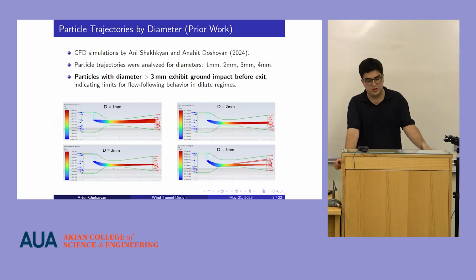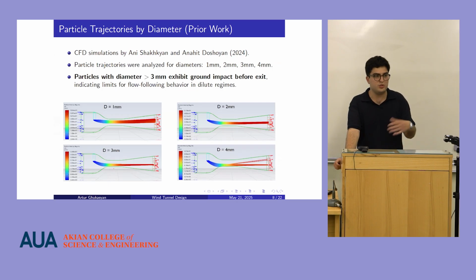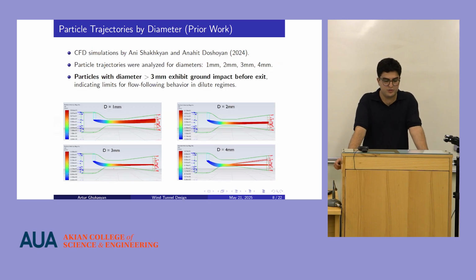The particle trajectories by diameter were studied in prior work. Last year's capstones by Ani Shahkyan and Anahit Doshoyan made CFD simulations of such flows, and they theoretically designed this wind tunnel. So basically, my capstone is the continuation of their prototype. Particle trajectories were analyzed for diameters 1, 2, 3, and 4 millimeters.